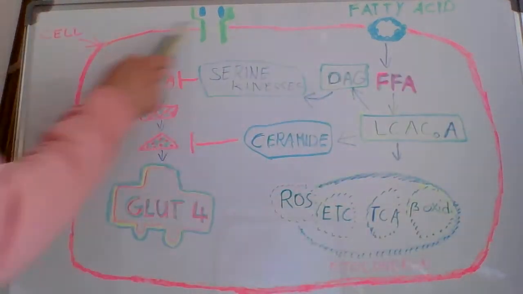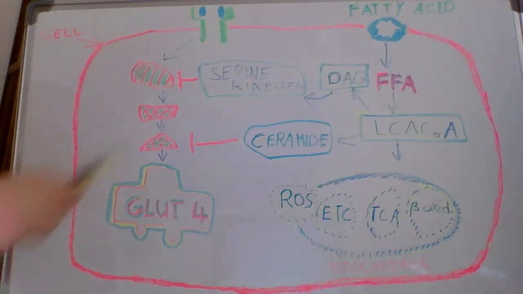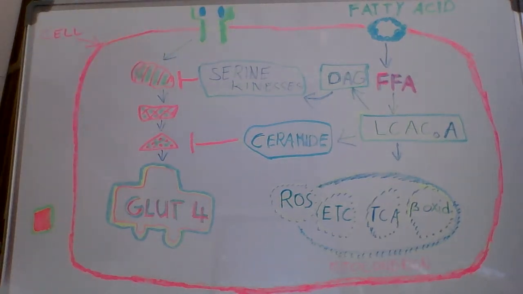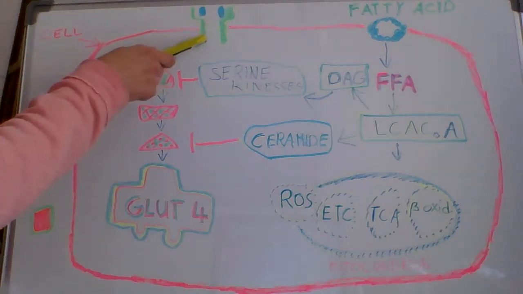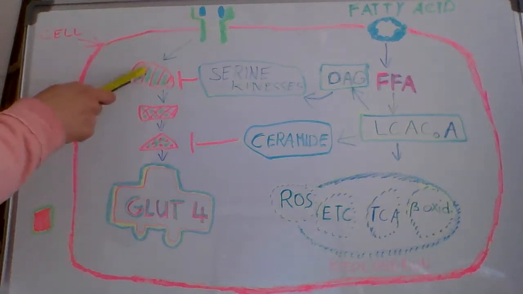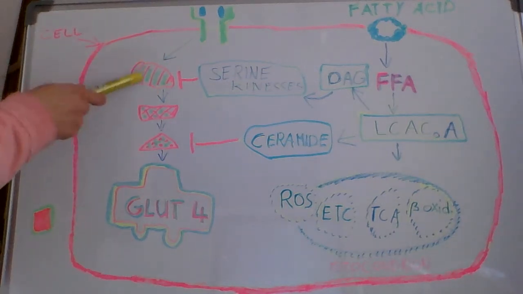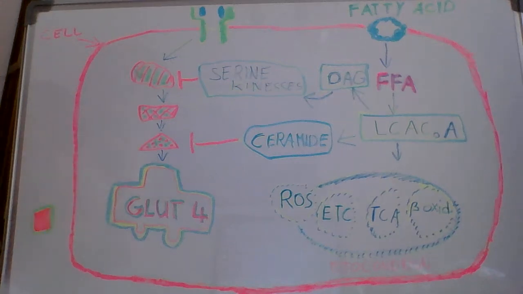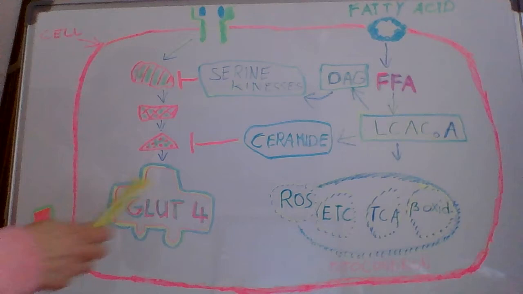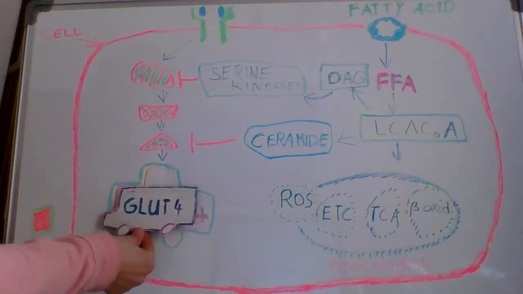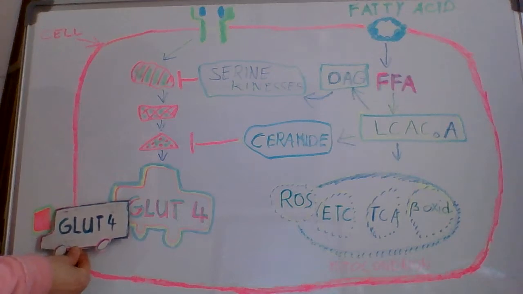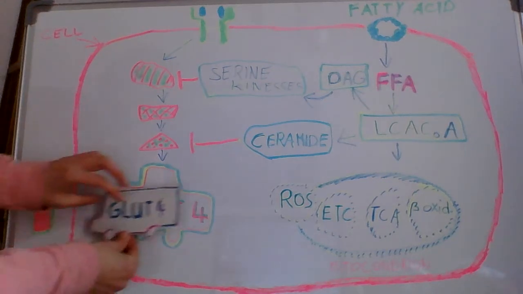This is the cell, this is the sugar, these are the insulin receptors. When insulin attaches to the insulin receptor, it will activate an enzyme that activates another enzyme, and this whole process goes through until GLUT4 is activated. When GLUT4 is activated, it will go to the cell membrane and transport the sugar into the cell.